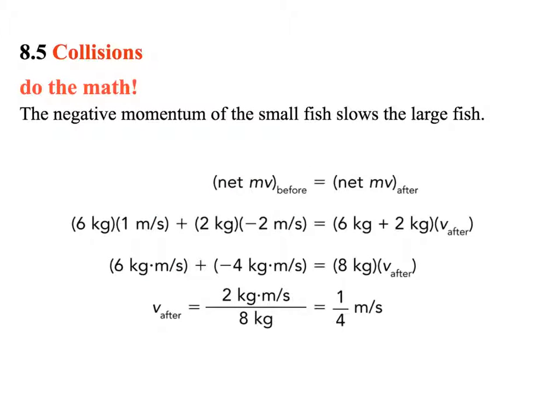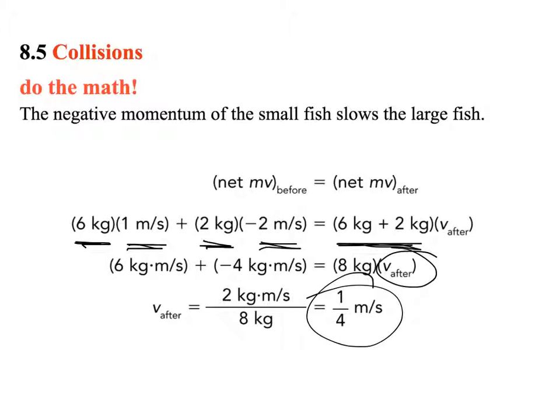So looking at the math this way, we have our 6 kilogram fish that's going 1 meter per second in the positive direction. We have a 2 kilogram fish that's going -2 meters per second in the negative direction. The bigger fish eats the little fish. How fast are they going afterwards? So 6 plus -4 equals 8 kilograms times V. This is what we're looking for. So you end up with 1/4, or 0.25 meters per second.